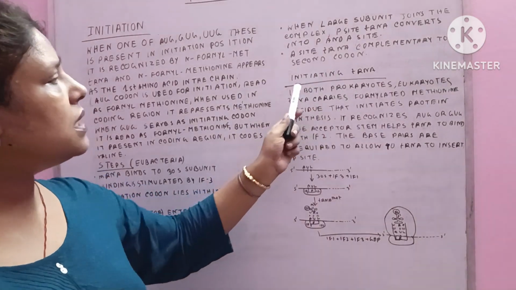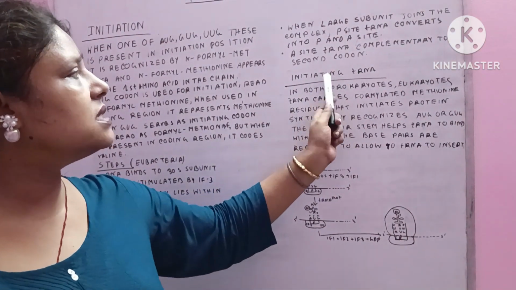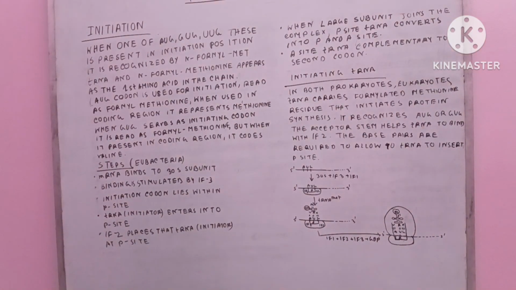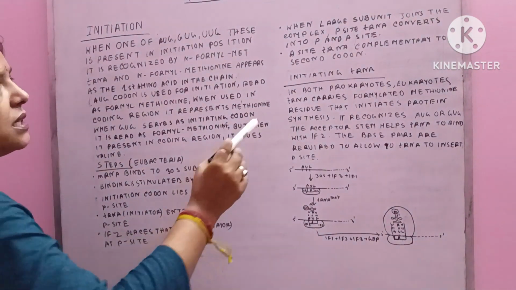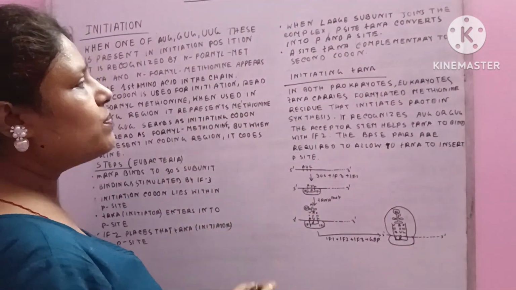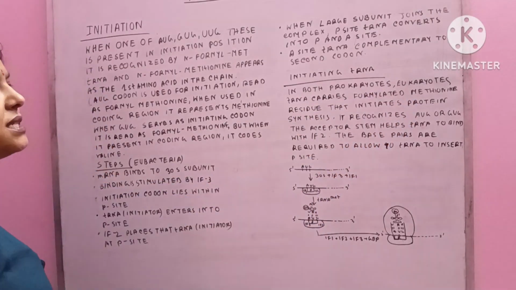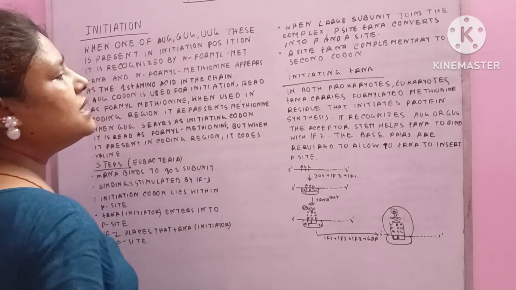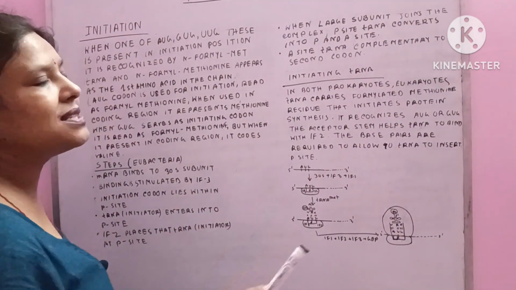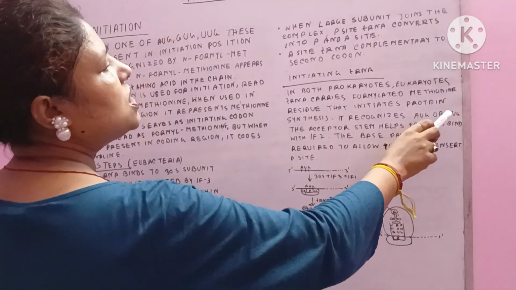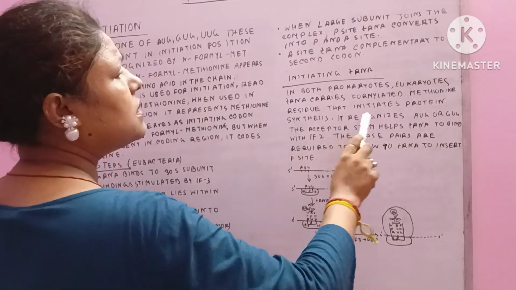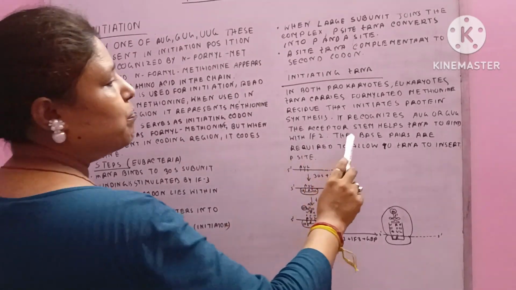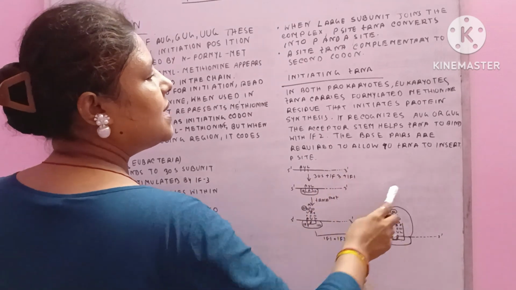Here I try to explain the initiating tRNA. The structure of tRNA I have already explained in my previous video, so you can search and check out that video. Here I will explain the role of the tRNA in initiation. In both prokaryotes and eukaryotes, the tRNA carries the formylated methionine residue and initiates protein synthesis. Without methionine the protein synthesis process is not started. It recognizes AUG or GUG, and the acceptor stem of this tRNA helps to bind with IF2, the initiation factor 2, and the base pairs of the tRNA are required to allow the tRNA to insert into the P site.